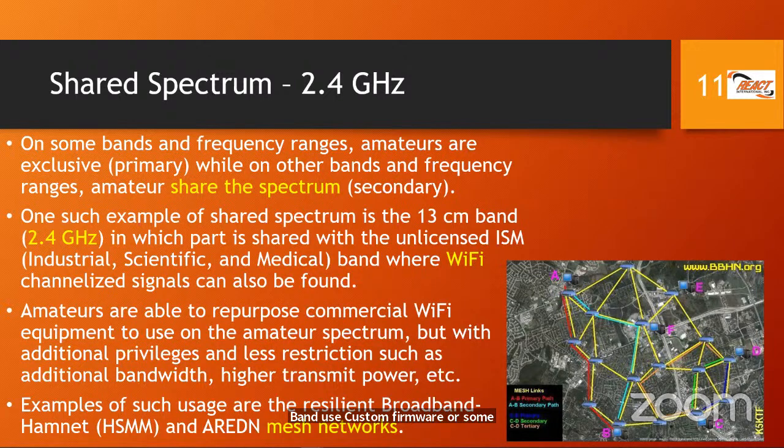Because our license allows us a certain power level as well as specific parts of the spectrum, we are able to use that Wi-Fi equipment, repurpose it, flash it with custom firmware, and run higher power levels, as well as have a little more spectrum beyond what, let's say, the Wi-Fi band typically allows. So that's a privilege as an amateur radio operator when you get your license.